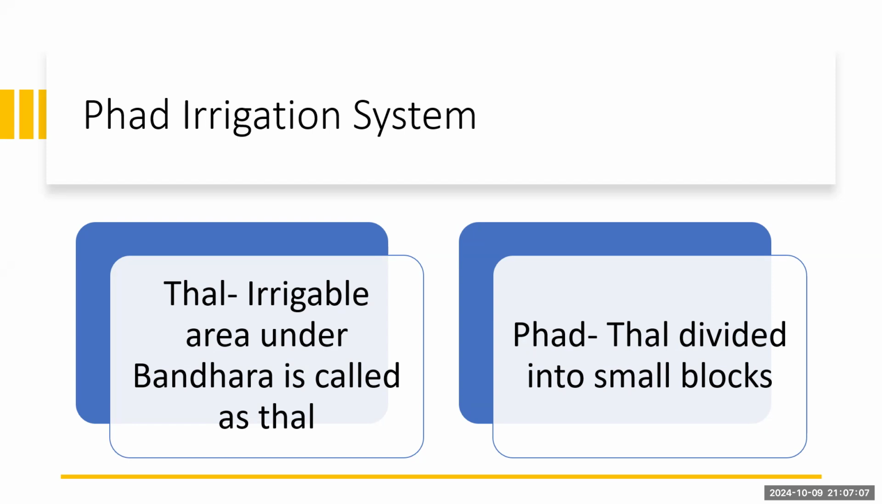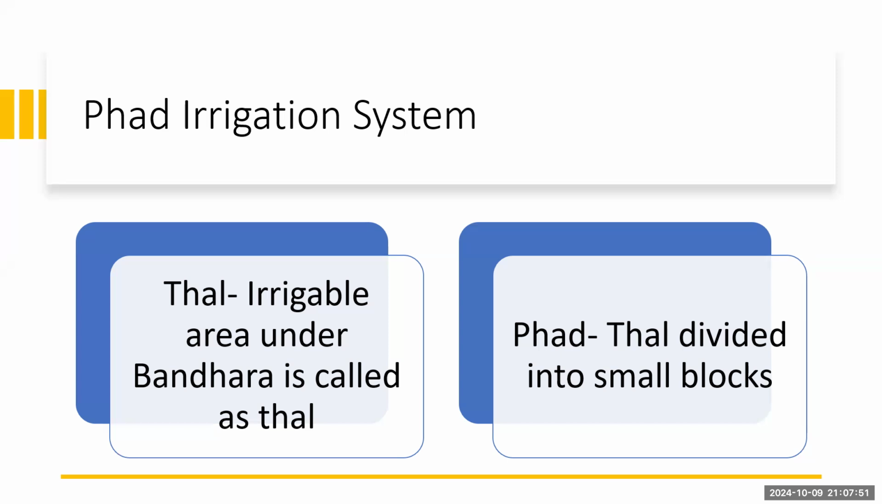And that thal, it means a culturable command area, and that culturable command area under this Bandhara irrigation scheme is divided into small blocks. That is called a flood. So when the Bandhara irrigation is planned, a number of floods are considered, and farmers are instructed to take a particular type of crop in a particular number of floods. Suppose there are 5 floods, then out of 5 floods, only 3 floods are allowed to take sugarcane, and the rest of the floods are not allowed to take sugarcane. They have to take other crops.